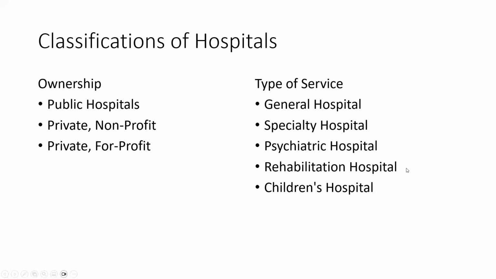Rehabilitation hospitals. So say you have a major accident, for example, a car accident, and you have a spinal cord injury. You'll get your initial care in a general hospital, and then once you're stabilized, you'll be sent to a rehabilitation hospital where you'll get extended care to help you, maybe walk again or whatever it is, to bring you up to whatever new level you can be at.